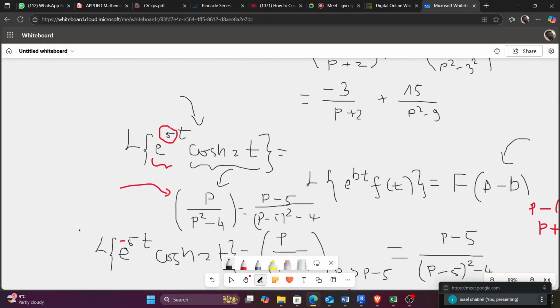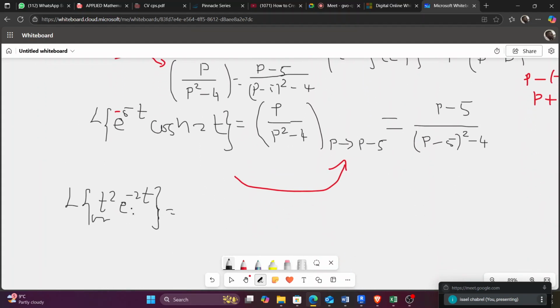Can we solve for this guy here? It is n factorial, so it is 2 factorial. Do we agree? And then it is P to the n plus 1. Remember, the value of n in this case is the power, the power allocated to t. So it is P to the n plus 1, which is P to the 2 plus 1.